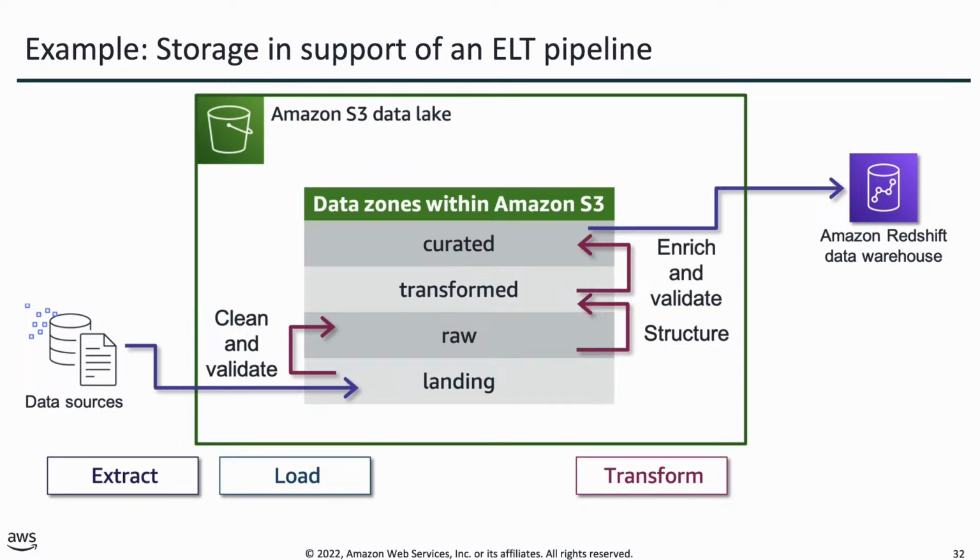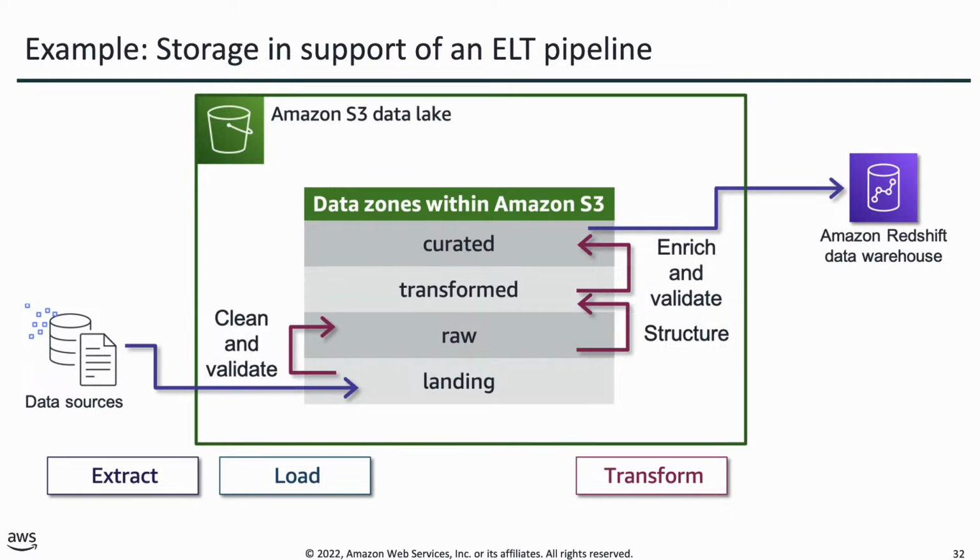Now, if we think about a generalized ELT architecture that conforms with storage principles of a modern data architecture, the data is ingested and immediately sent to an Amazon S3 landing zone within a data lake. The data is cleaned and validated, and then it's transferred within the data lake to a raw zone, and the data is further processed, transformed, and moved into appropriate S3 storage until it's ready for the data warehouse. The ELT pipeline is going to simplify the architecture.